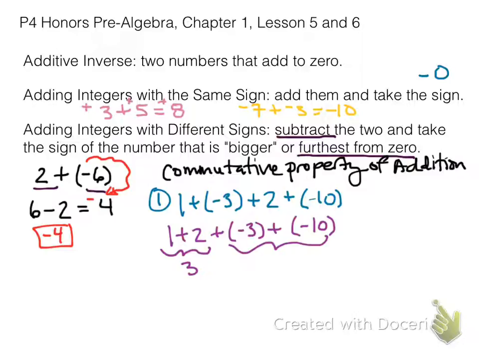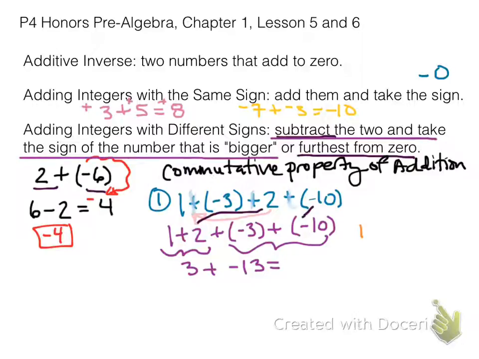So we're going to put all of the positive things together and all the negative things together. So as you can see, I moved the 2. Give me a second. I moved the 2 over here. Okay, so I moved the 2 over to the 1, and I have 1 plus 2. 1 plus 2 is 3. And since I moved the 2 over, I now have the negative 3 and the negative 10 next to each other, which gives me negative 13, because a negative plus a negative is a more negative answer.